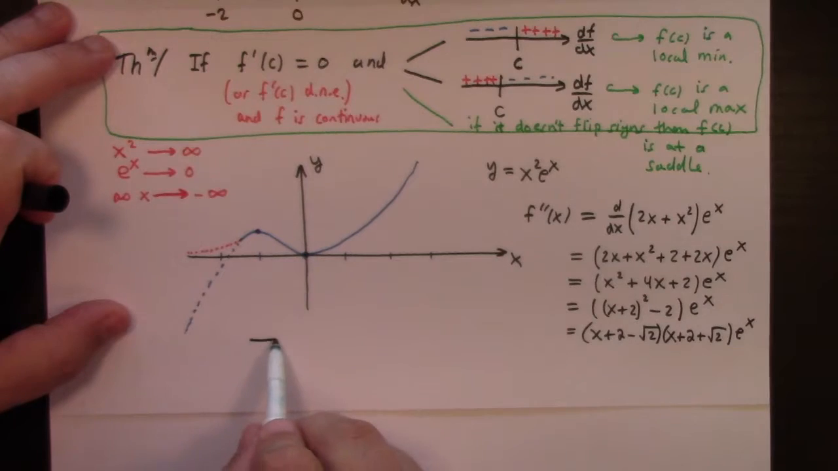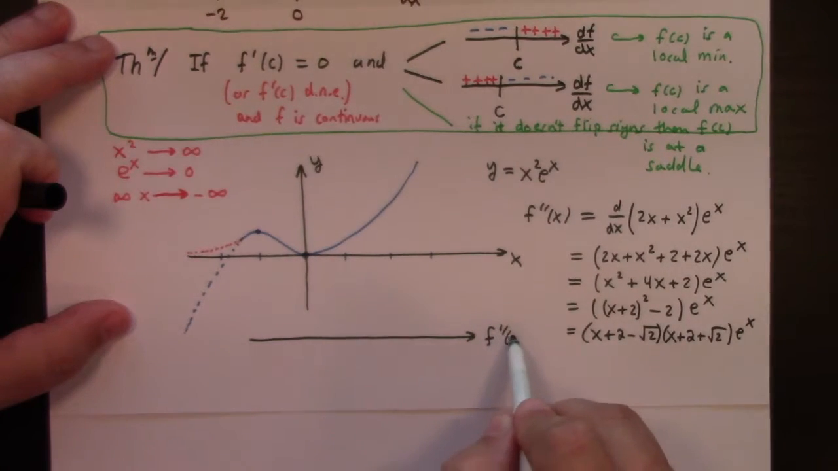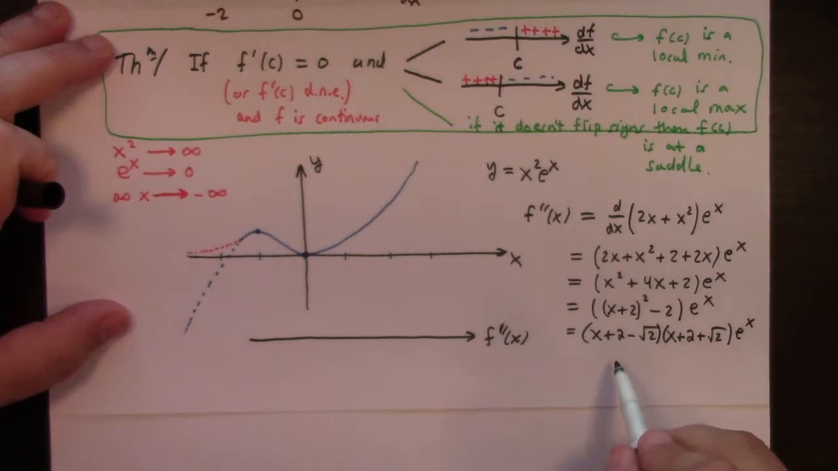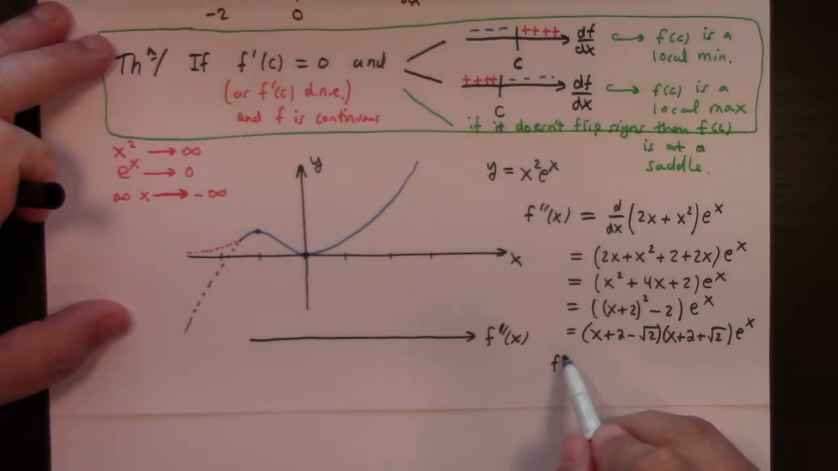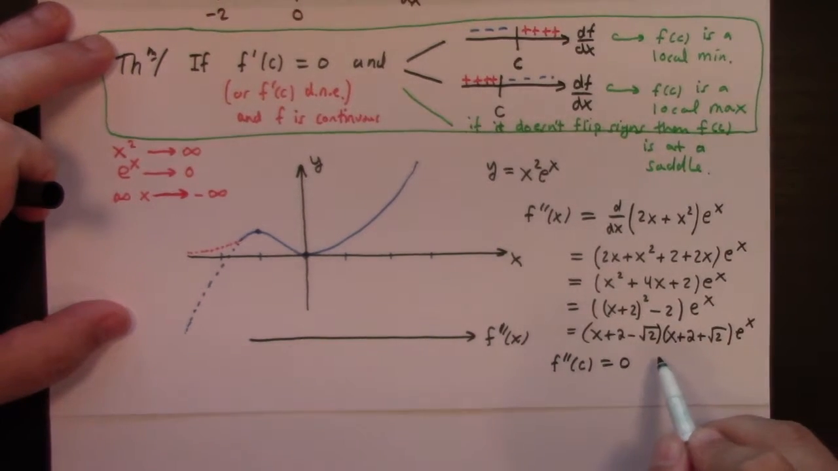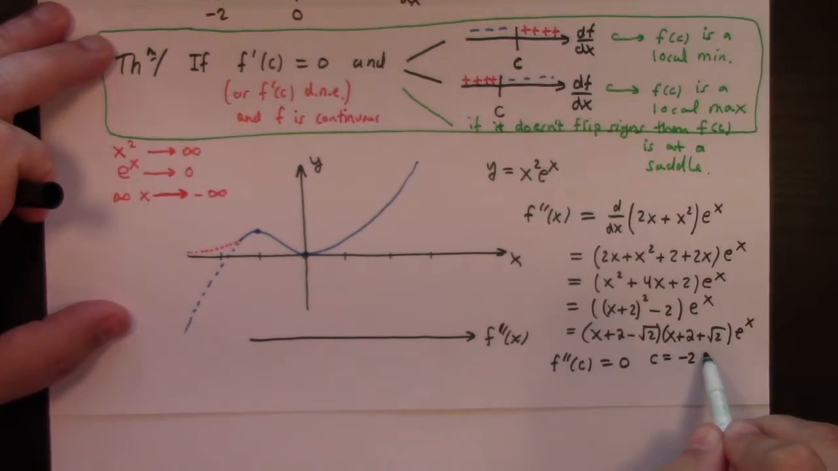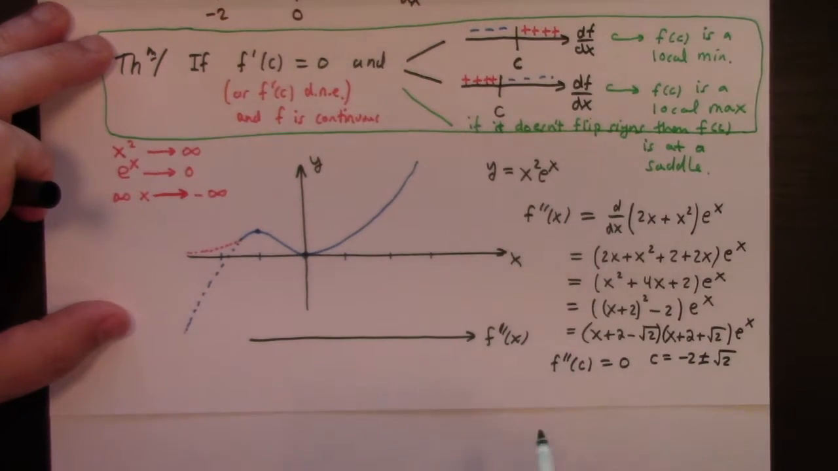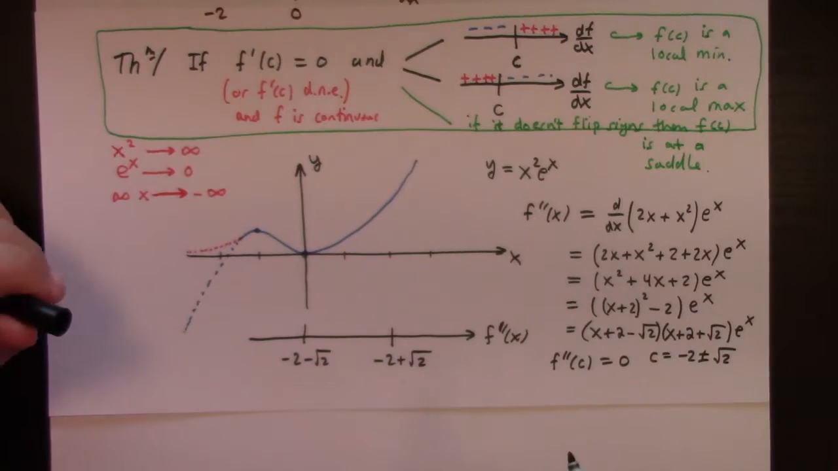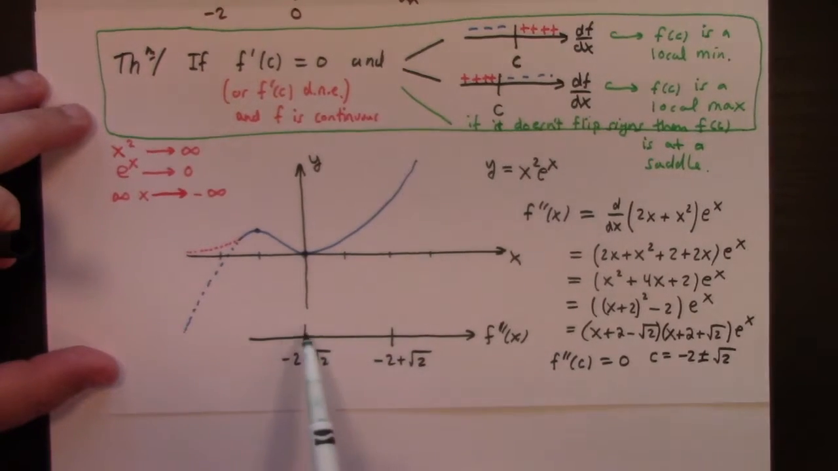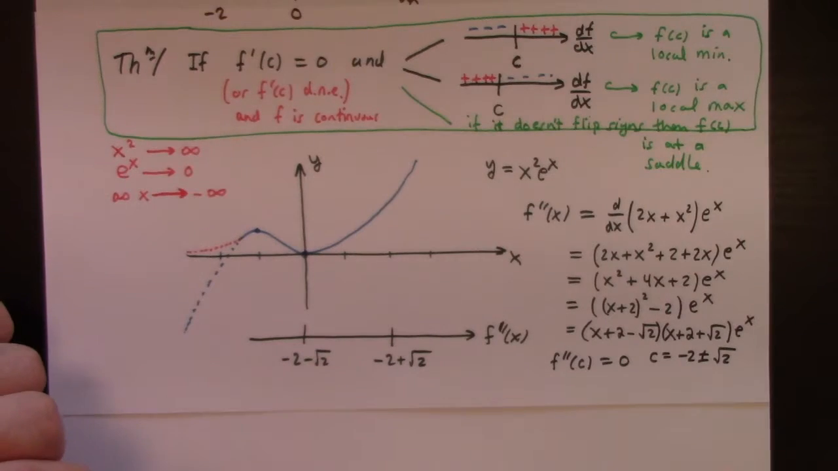So if I draw a sign chart for the second derivative, I have zeros at possible points of inflection, as they're known. I have f prime prime of c equals 0 for c equal to what? Minus 2 plus or minus the square root of 2, as it happens. So minus 2 minus the square root of 2, minus 2 plus the square root of 2. The square root of 2 is 1.141 blah blah blah. So this is about minus 0.6. This is about minus 3.4, give or take.